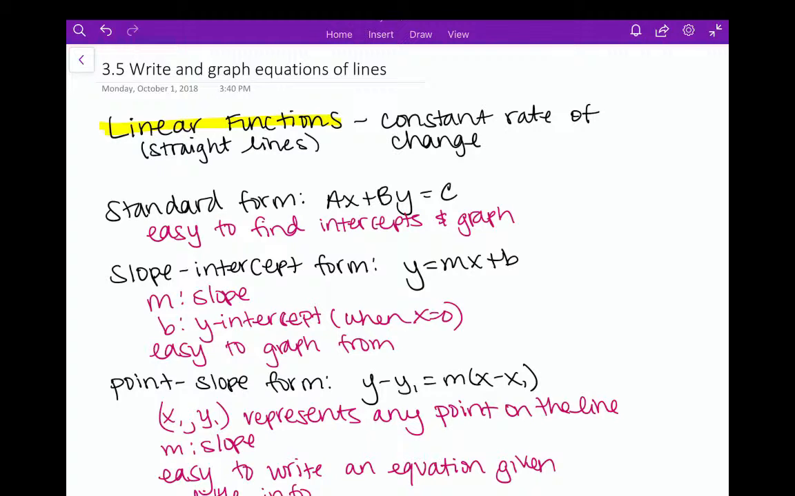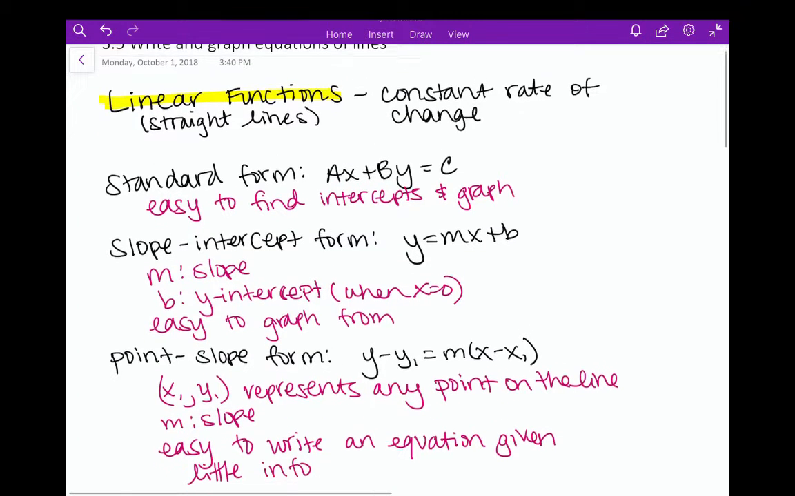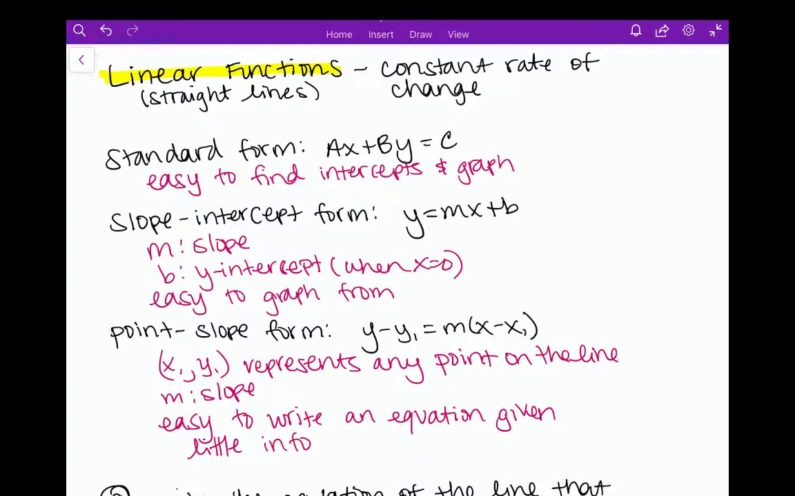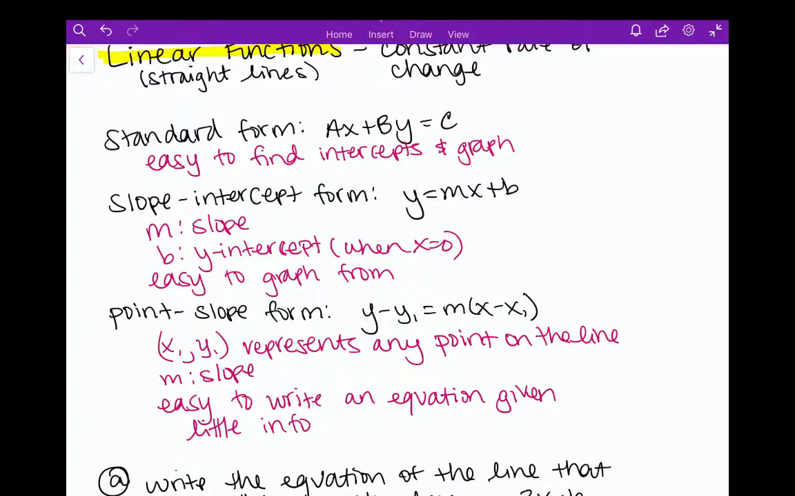This is lesson 3.5, write and graph equations of lines, also an algebra review. So linear functions are functions that have a constant rate of change. In other words, they are straight lines when you graph them. There are three forms of a linear function that we can write an equation for. Standard form is ax plus by equals c. This form is really easy to find the intercepts from and then graph from there.